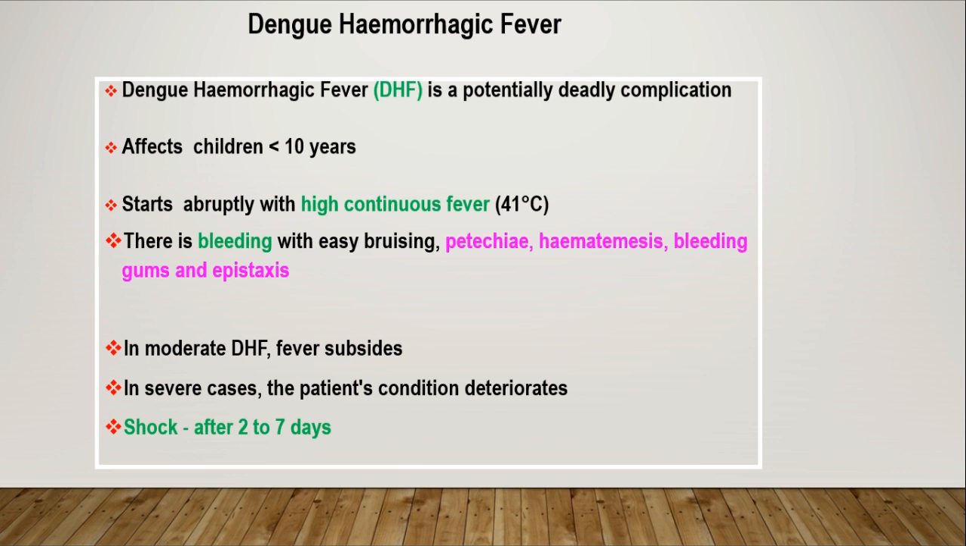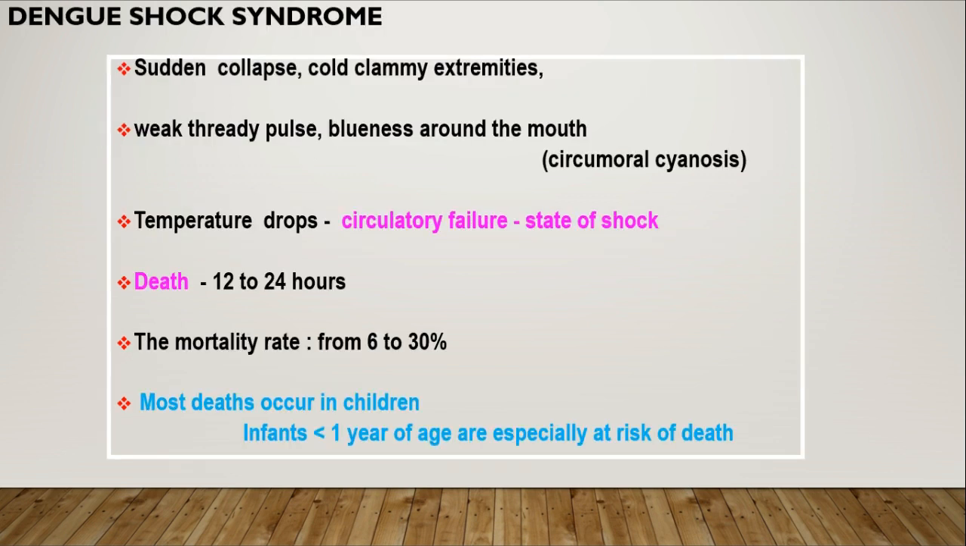That's the ultimate condition, where there is a rapid, weak pulse characterized by low blood pressure and even restlessness, and the person will have altered sensorium and other conditions. Sudden collapse and cold, clammy extremities, weak, thready pulse, blueness around the mouth, temperature drops, circulatory failure, state of shock, and death usually happens within 12 to 24 hours. This is the third and final stage of dengue infection, severe dengue infection, dengue shock syndrome, and this usually happens when 2 different serotypes of dengue virus come together, causing the clinical presentation.